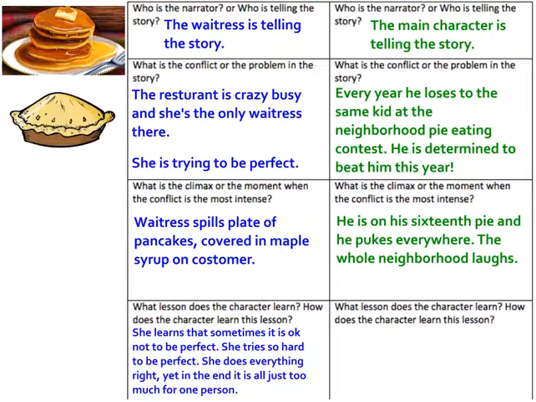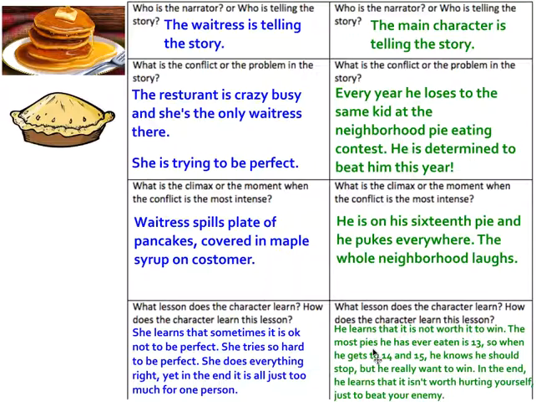And then my lesson, the most important part. The lesson that my character learns is that sometimes it's not worth it to win the pie contest. So how does he learn this? You're going to have to really think through and dream up how he is going to learn this lesson. The most pies he's ever eaten is 13. So when he gets to 14 and 15, he knows he should stop. But he really wants to beat this kid. He really wants to win. So in the end, he learns that it isn't worth hurting yourself just to beat your enemy.